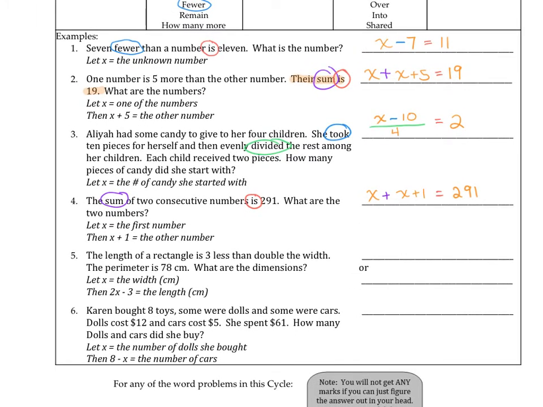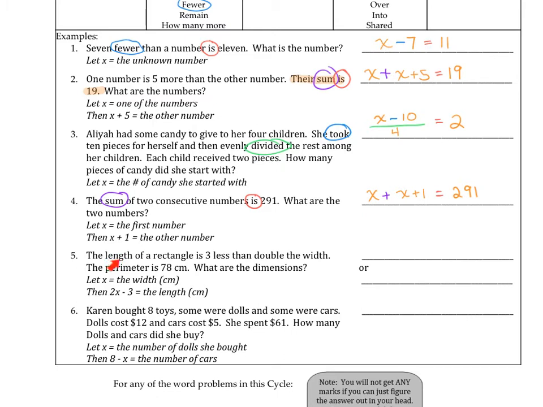You're also going to get some questions about perimeter. The length of a rectangle is 3 less than double the width. The perimeter is 78. What are the dimensions? So that's our question. That's what we need to make as the let statement. A rectangle has 2 dimensions. So we have 2 things we have to solve for. So we need a let and a then statement.